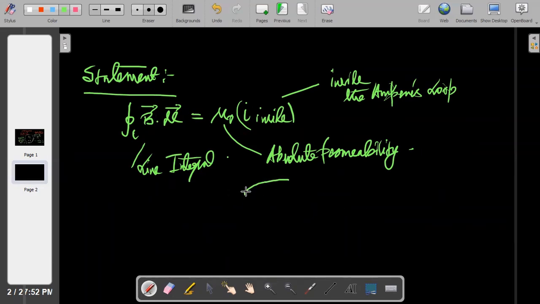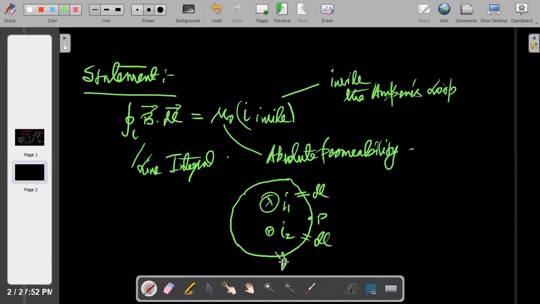If this is the loop, and there are two currents, I1, I2, whatever, and this is the point P, then dl will be this one. This will be dl again. Another dl will be there, another dl like that. So dl is some small segment of the loop. This is your dl. I think it is quite clear.